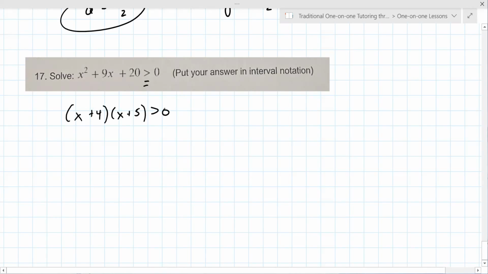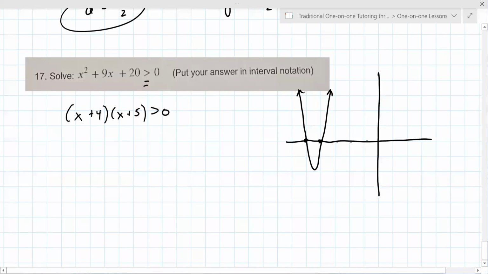Greater than 0. So do you remember what the shape of a quadratic looks like? It's a U shape. Okay, so here's what this tells us. This tells us, believe it or not, that at -4 and -5 it hits the x-axis. So this has this shape right here, something like that. We want to know where it's greater than 0. Greater than 0 means above the x-axis.